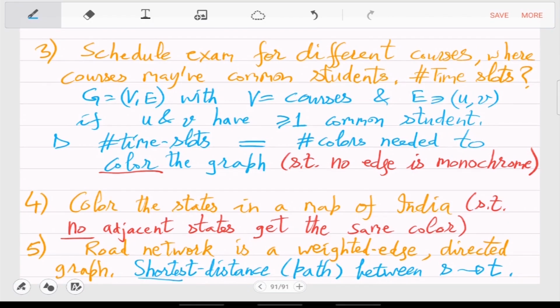I mean, you can even think of the complete graph. Every vertex is connected to every vertex. Paths may be anything, distances are given to you in kilometers. How do you find the shortest path from S to T?